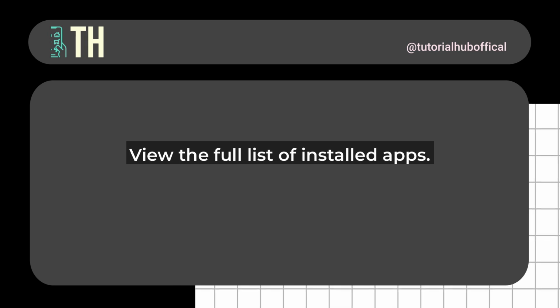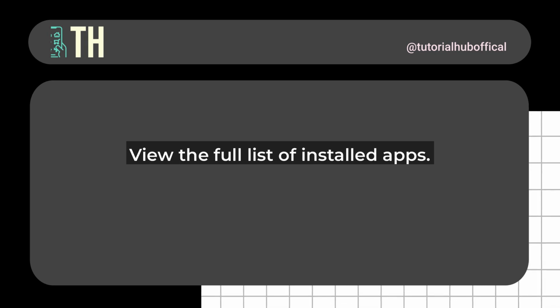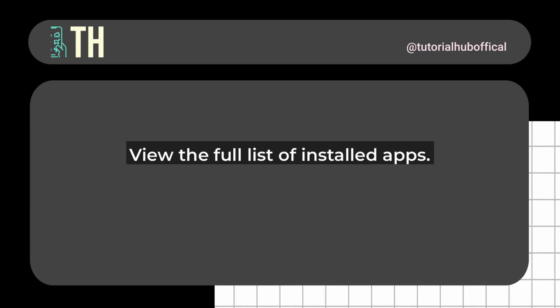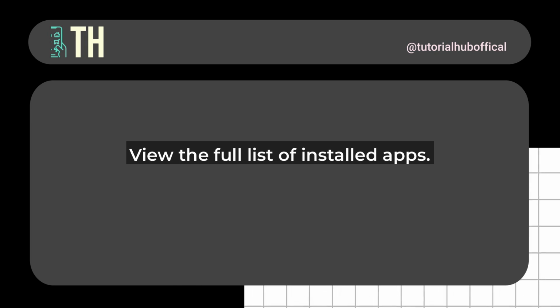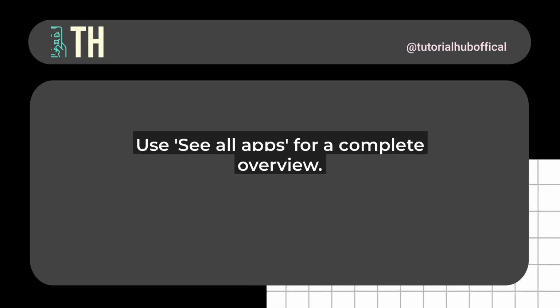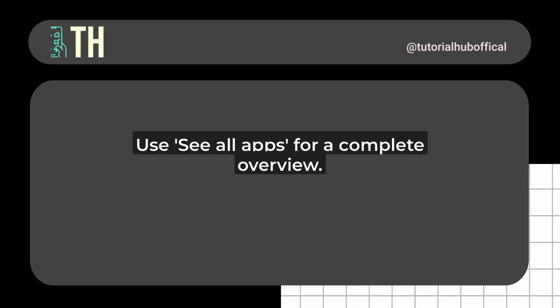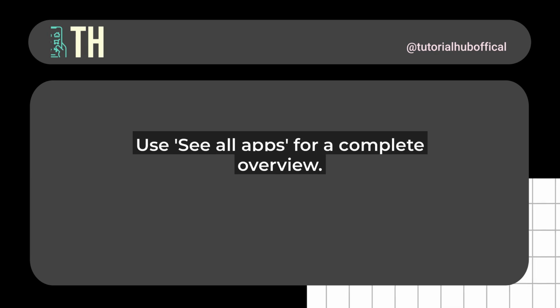Once you're in Settings, scroll down until you see the Apps, or Applications, section. Depending on your device and the latest Android update in 2025, it might be under Device Care or directly listed. Tap on Apps, and you'll be greeted with a list of all your installed applications.